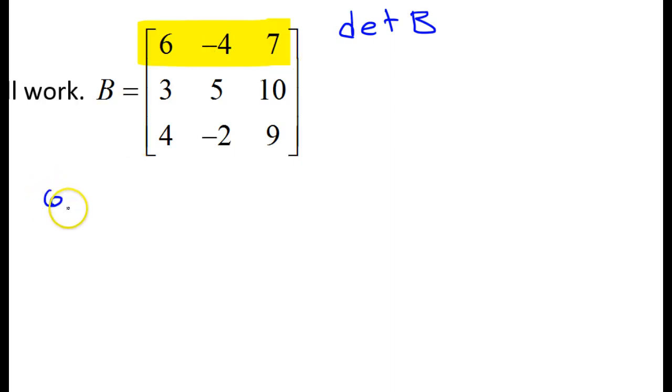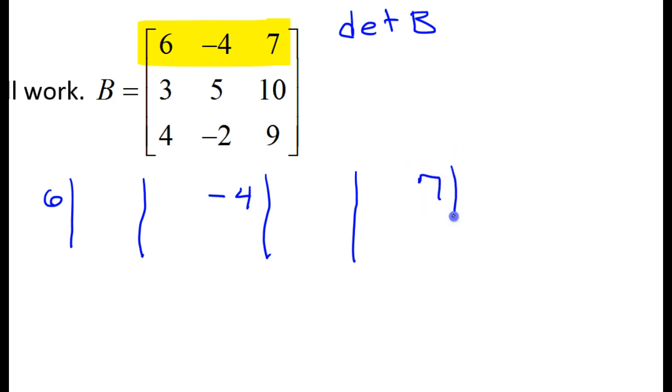So I'm going to put them in front of a smaller matrix. So I'm going to have this 6, and I'm going to have this -4. Okay, and I'm leaving space for a matrix in here, and I'm going to have this 7. Alright, I'm putting each one in front of a 2 by 2 matrix. Now, next thing you have to worry about is the sign of these things.